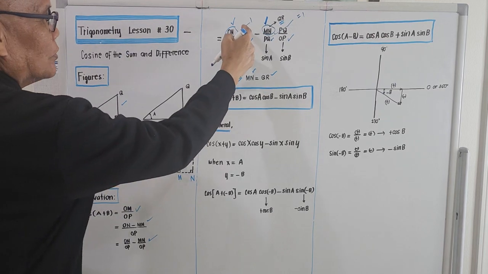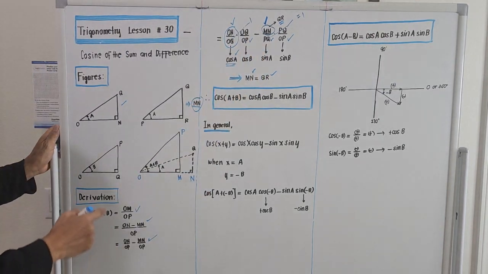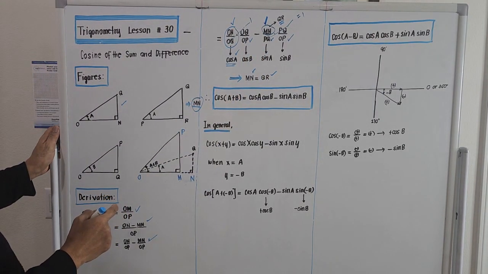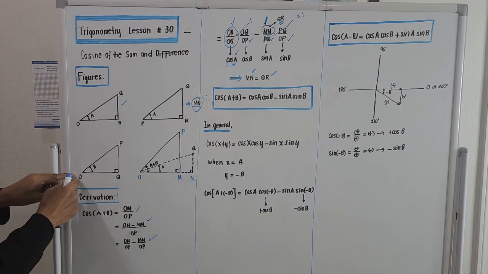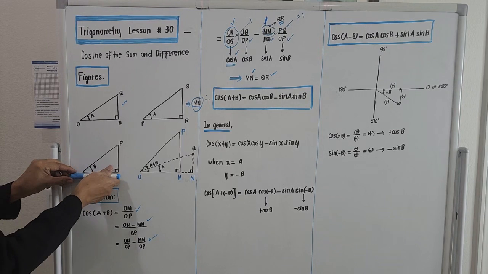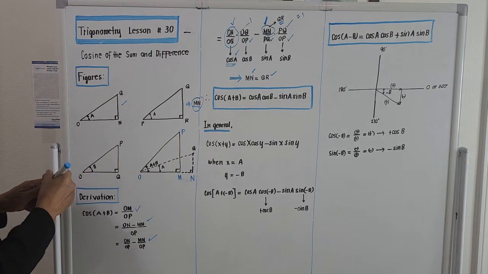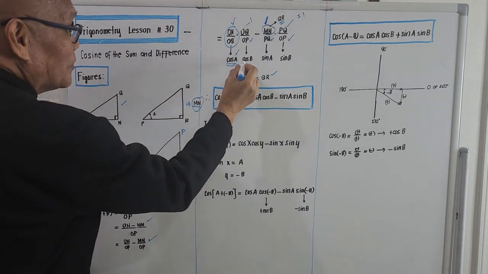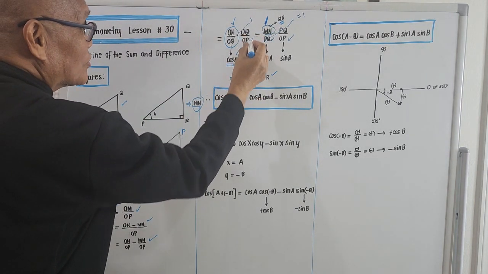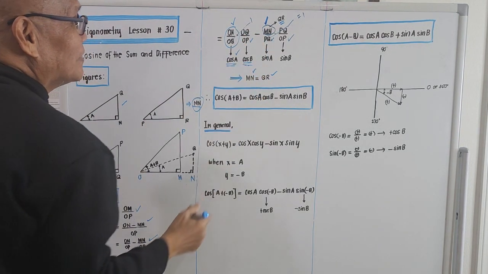And the ratio OQ over OP, where is OQ? OQ, this one. This is O, this is Q. OQ over OP is the cosine of this angle B here. So this next one here is cosine of angle B. This ratio here is cosine of the second angle.